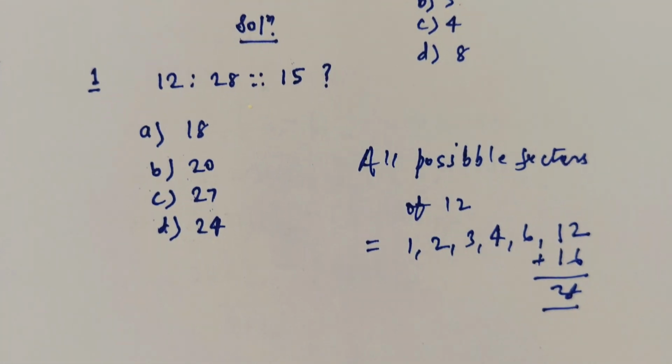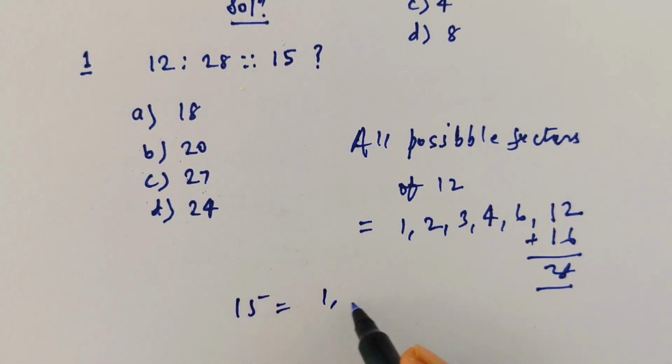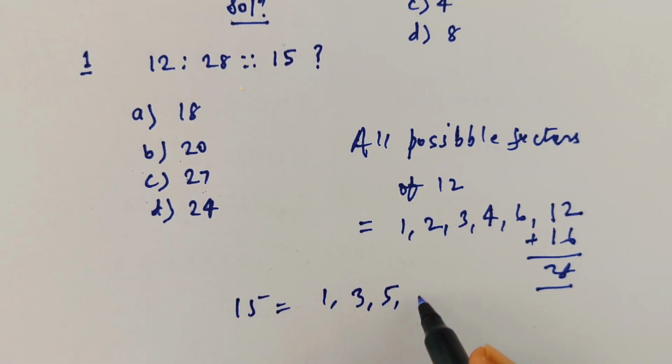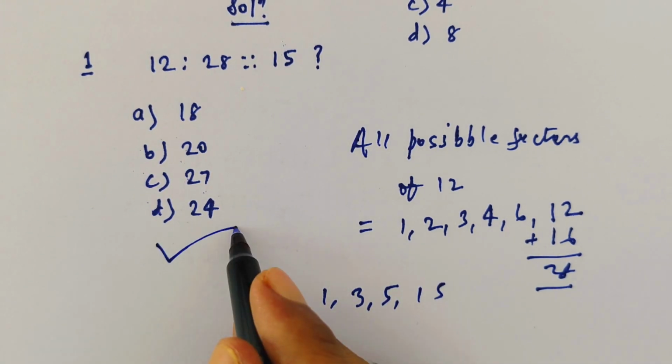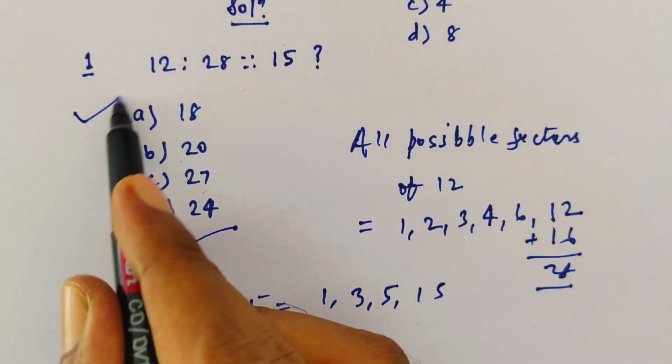Similarly, get the factors of 15: 1, 3, 5, 15, and add all of these: 1 plus 3 is 4, 4 plus 5 is 9, 9 plus 15 is 24. This comes to 24. So option A is the right answer for this particular question.